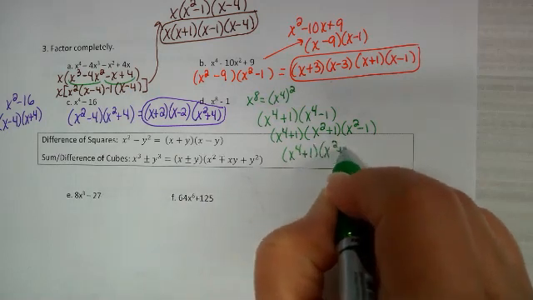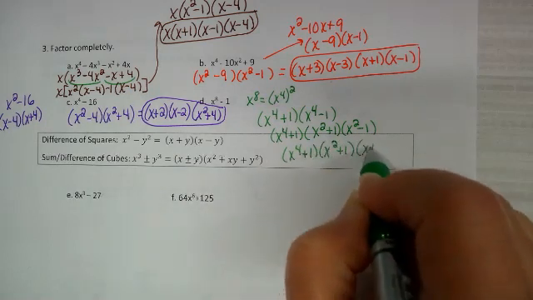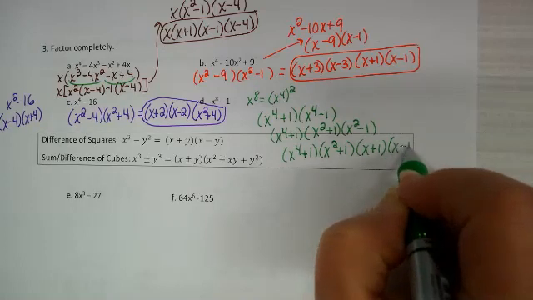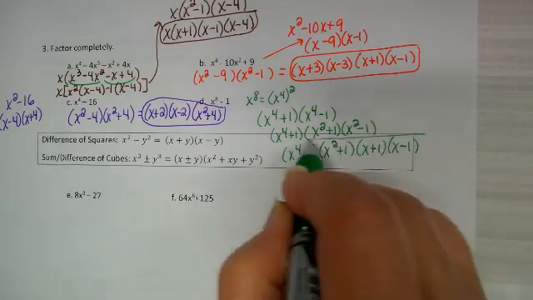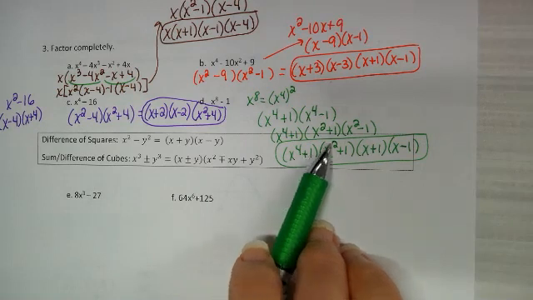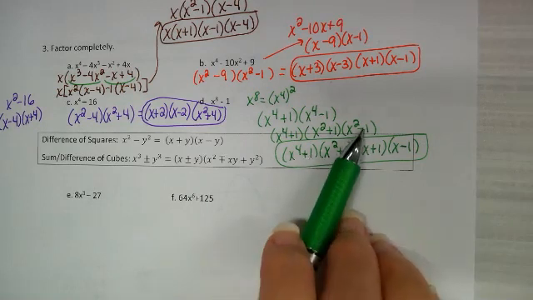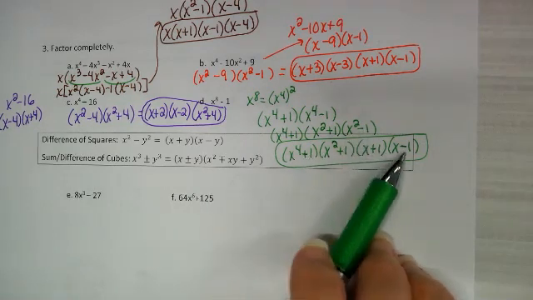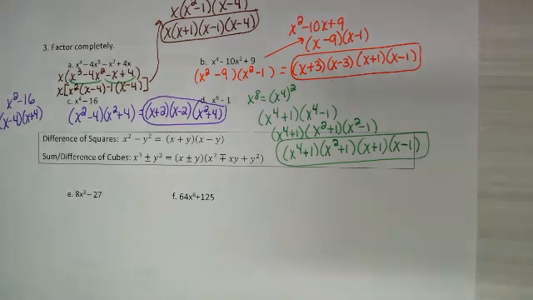Our rule only applies to the difference of squares. So we end up with this huge thing, x to the 4th plus 1, x squared plus 1, and then we broke this down one final time, x plus 1, x minus 1. There was a lot going on there.